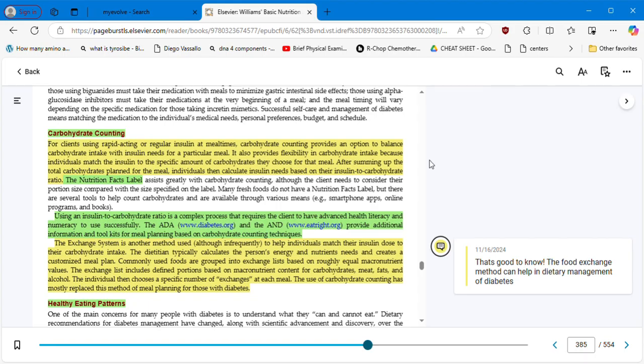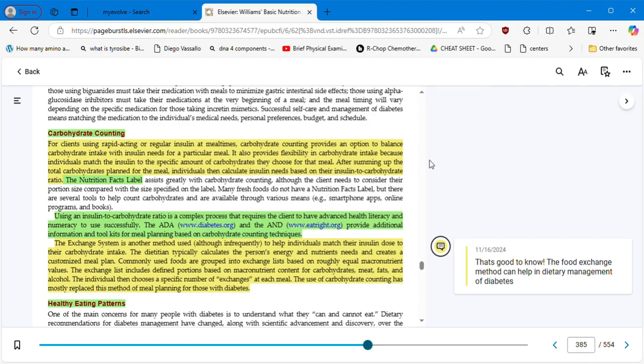The food exchange method can help in dietary management of diabetes. There is another one, which is the exchange system. It's another method used, although infrequently, to help individuals match their insulin dose to their carbohydrate intake. So the dietitian typically calculates the person's energy and nutrient needs and creates a customized meal plan. That's step one, right? First is to calculate the amount of calories based on the nutrient needs that the patient requires.